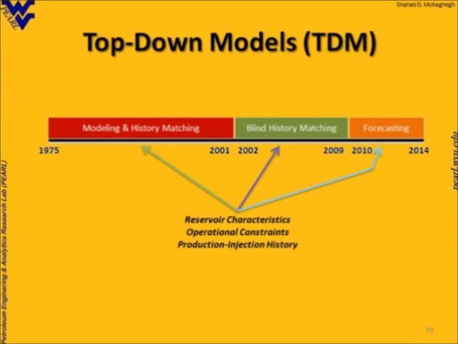We had data from 1975 to 2010. We built our model and history matched it from 1975 to 2001. From 2002 to 2009, the match that you see is completely blind. That data was not used during the model development. And then 2010 to 2014 is forecast.